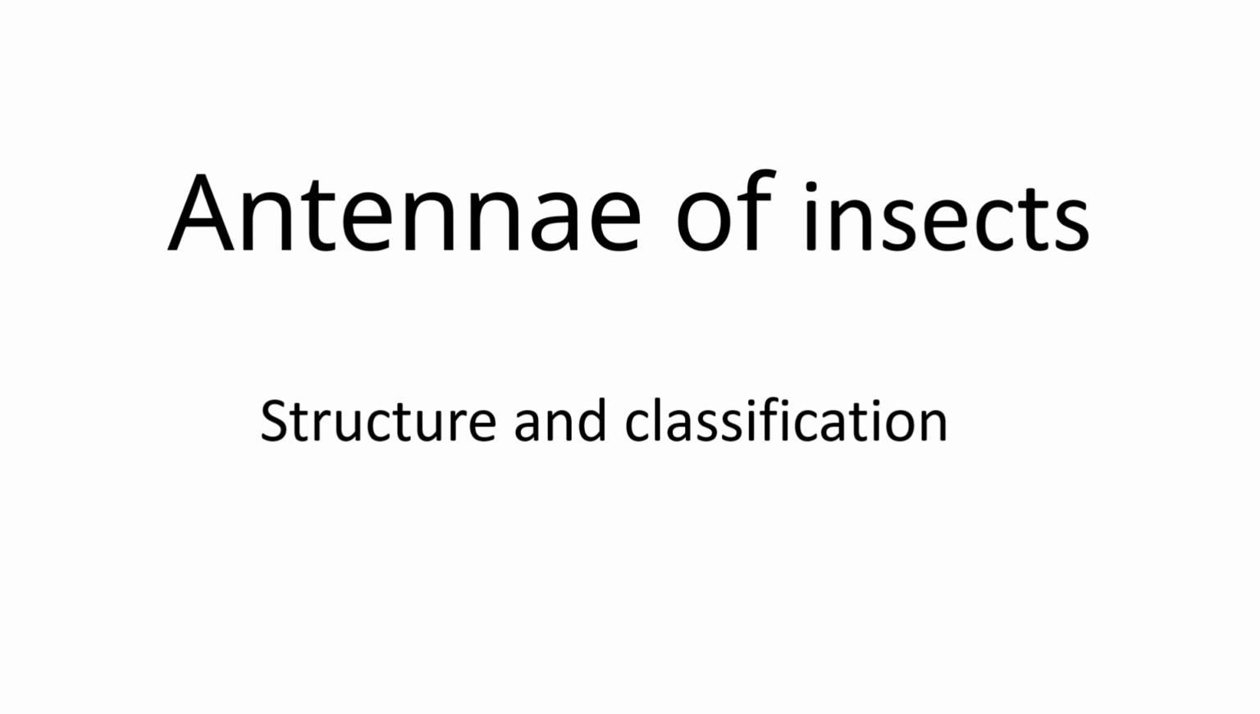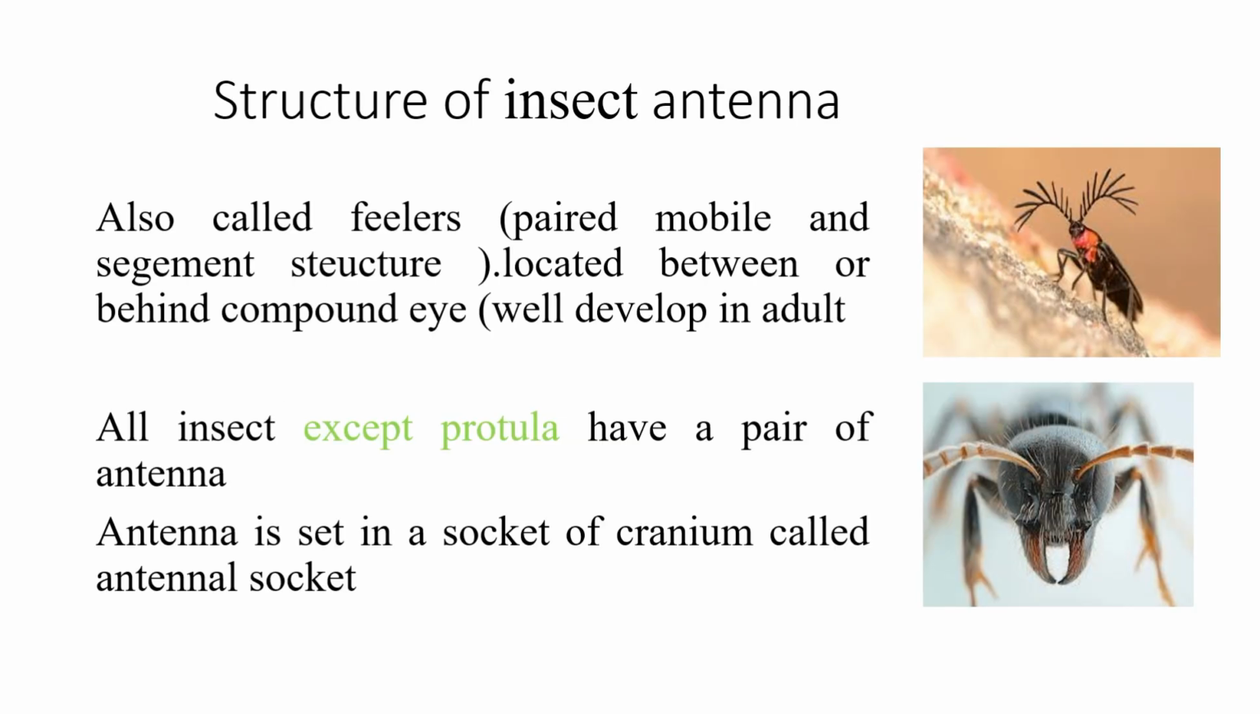The structure and their classification. First of all, what is an antenna? Let's know about the antenna. Antennae are also called feelers, and they appear as a movable segmented structure located between or behind the compound eyes. All insects except Protura have a pair of antennae. An antenna is set in a socket of the cranium called the antennal socket.